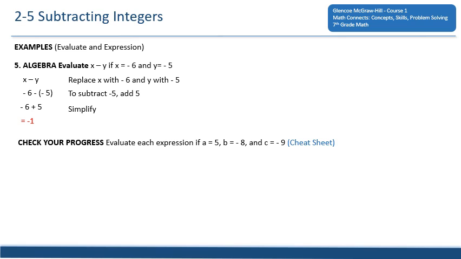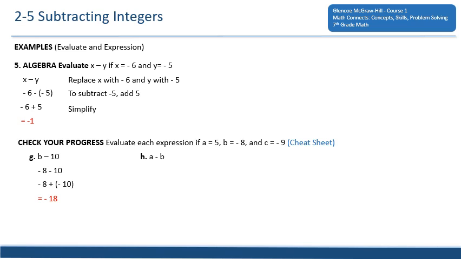Check your progress. We'll evaluate each expression if a equals 5, b equals negative 8, and c equals negative 9. So b minus 10, where b equals negative 8. We're going to plug in negative 8 for b. Negative 8 minus 10. And now we're going to add the opposite. So negative 8 plus a negative 10 equals negative 18.